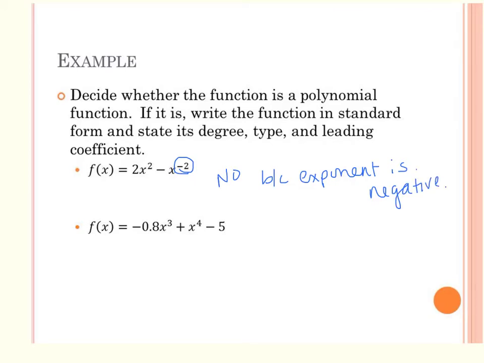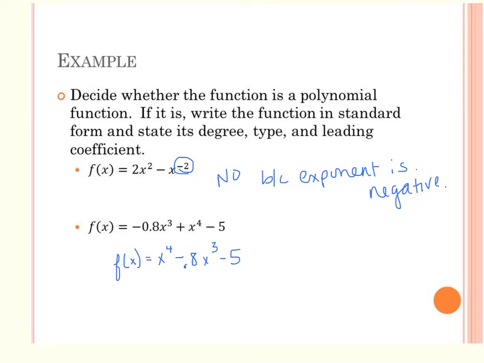So is the second one a polynomial function? It is. And if you recall back, are all of your exponents whole numbers? We've got 4, 3, and 0. Those are all whole numbers. Are all your coefficients real numbers? You got negative 0.8, 1, and negative 5. They are all real numbers. So yes, this is. We need to write it in standard form, which is decreasing in terms of our exponents. So you're going to write x to the fourth minus 0.8x cubed minus 5. So there's my function in standard form.